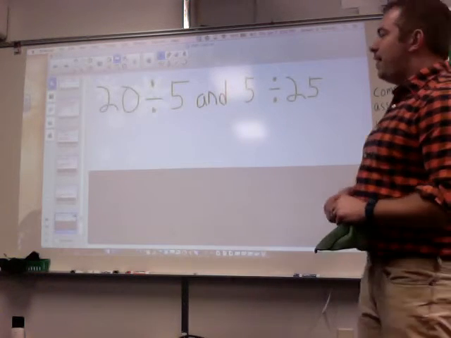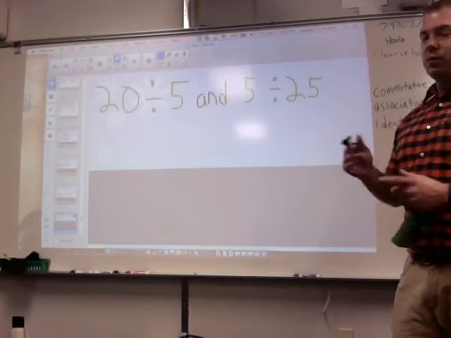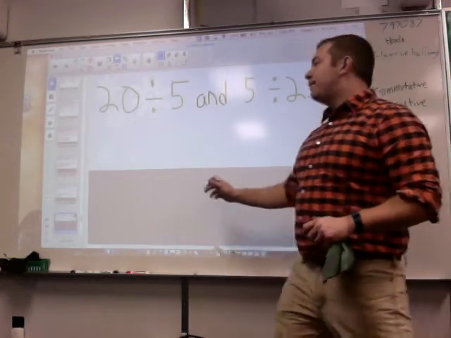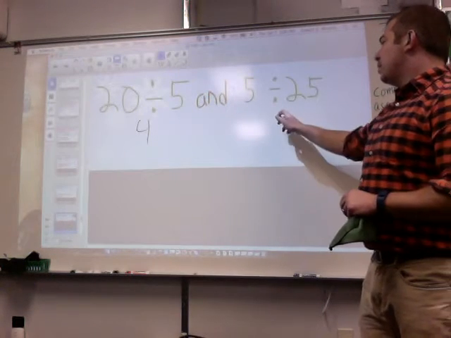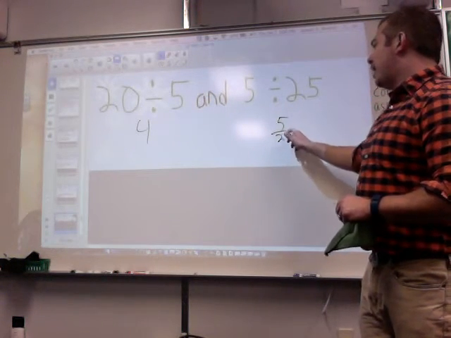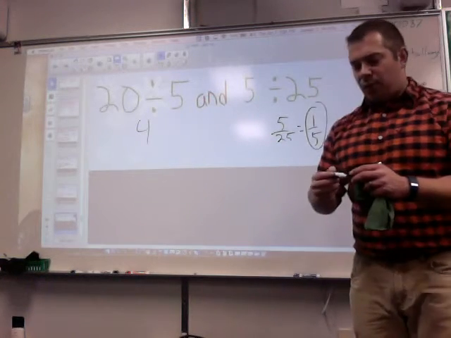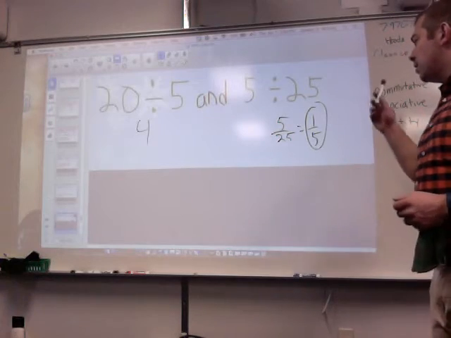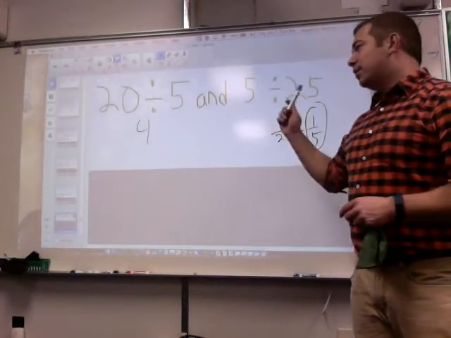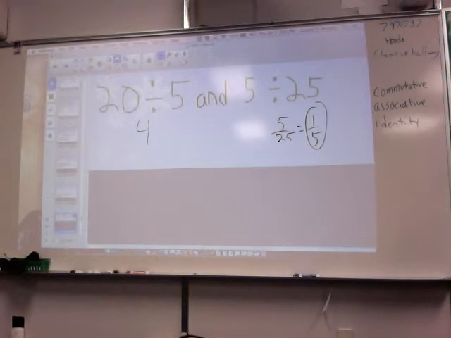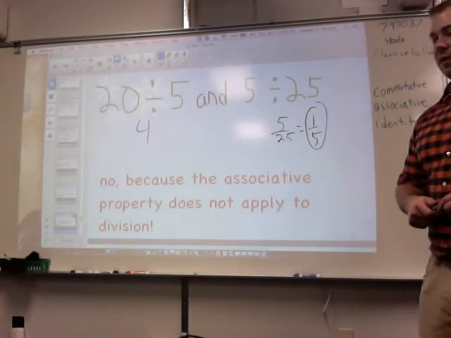All right, 20 divided by 5 and 5 divided by 25. We switch the numbers around. Will these be equal? Well, 20 divided by 5 will equal 4, and 5 divided by 25 will equal 5 over 25. When you reduce it, equals 1/5. 1/5 does not equal 4, and that is because the associative property only applies to multiplication and addition. This is division, so the answer is going to be no. No, because the associative property does not apply to division.